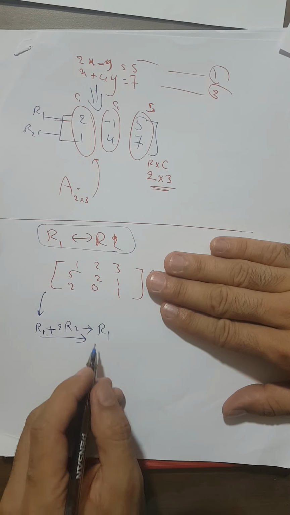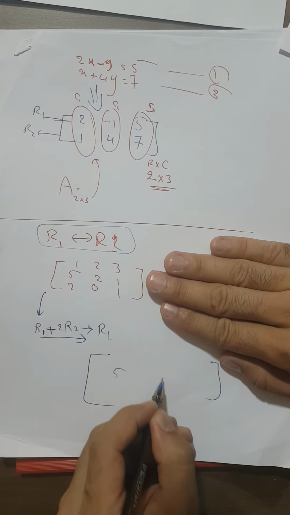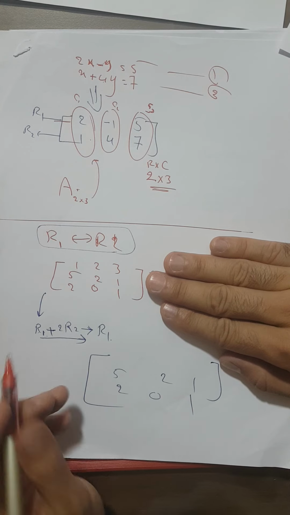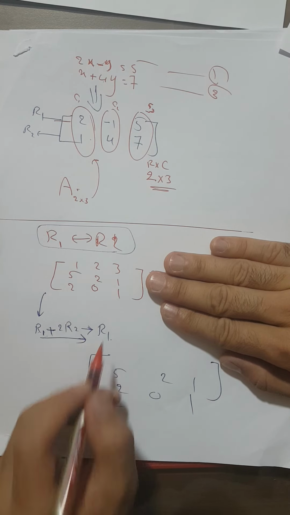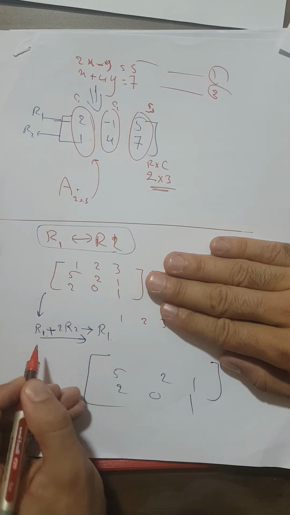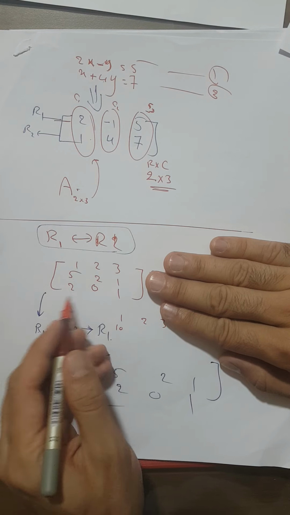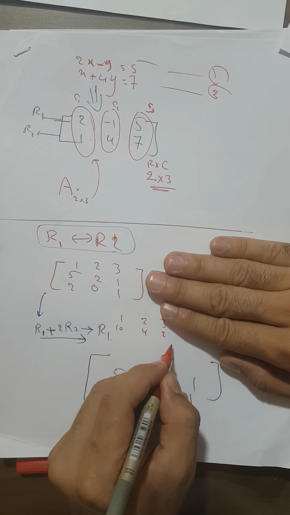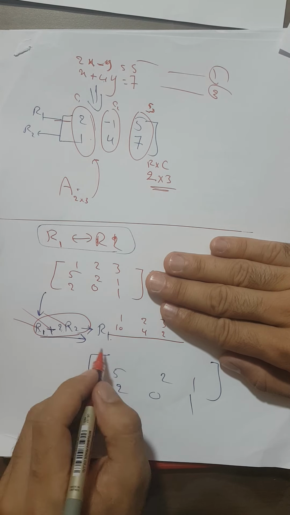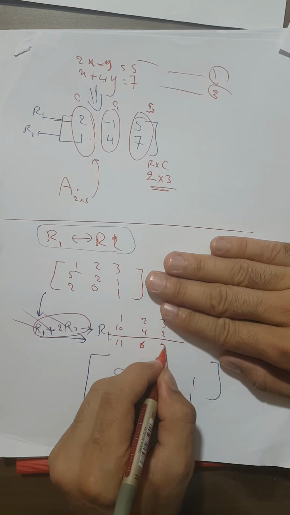So it means that R2 and R3 are constant, they are the same, they are fixed. So we will write down this one. Just R1 changes to what? R1 changes to something new. We multiply R2 and add it to R1. So if I multiply R2 by 2, I will get 10, 4, 2. Then add, so R1 plus 2R2, we have 11, 6, 5.